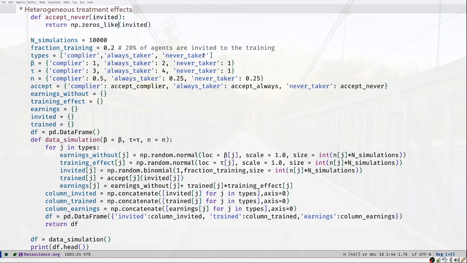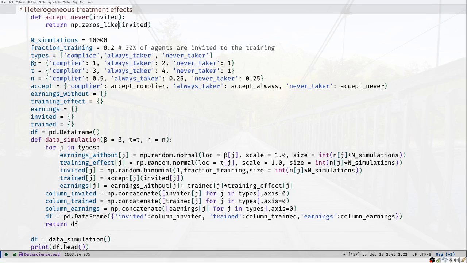This is one of the advantages of Python, that it can loop over any list, also a list of words: complier, always taker, never taker. We don't have to loop over 1, 2, 3 and then remember that 1 was the complier, 2 the always taker, etc. Here we can simply loop directly over the names of the groups themselves: the complier, the always taker, and the never taker.